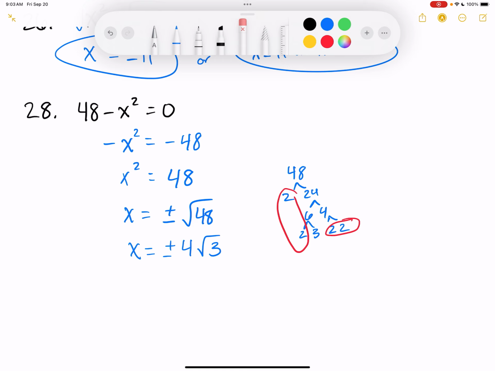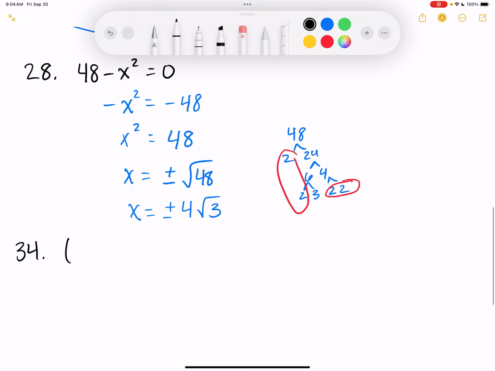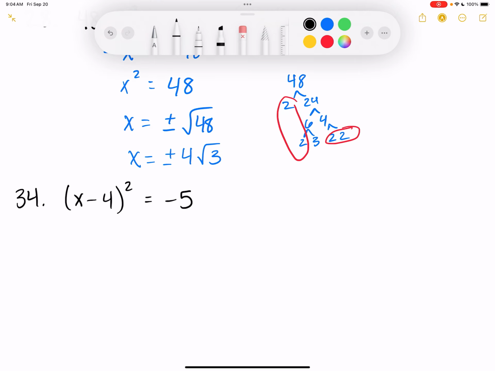Let's see. 34. X minus 4 squared equals negative 5. When I have a problem like this, a lot of people are tempted to add the 4 over, but it's being squared in the x minus 4 part, so I can't do that. I actually have to take the square root of both sides first. So I'm going to end up with x minus 4 equals plus or minus the square root of negative 5.